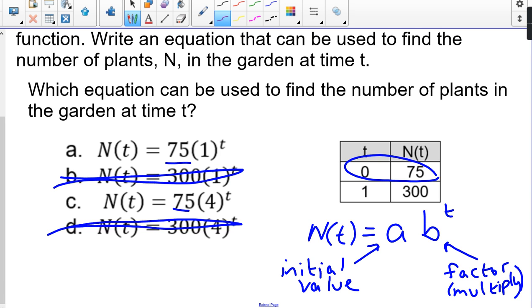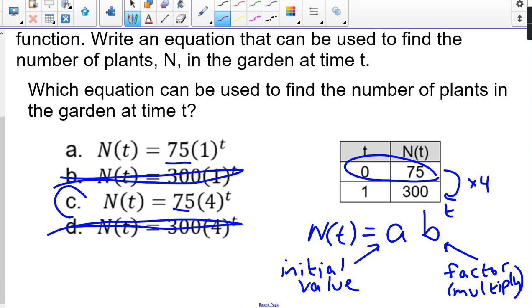And then we want the factor. So we want to figure out when we get from this output to the next output, what number do we multiply by? So if you're not sure, think of dividing, right? You can put it in your calculator. I'll have a calculator on the midterm. You'll do 300 divided by 75, and you'll see 4. That means that 75 multiplied by 4 is 300. So 4 is our factor.